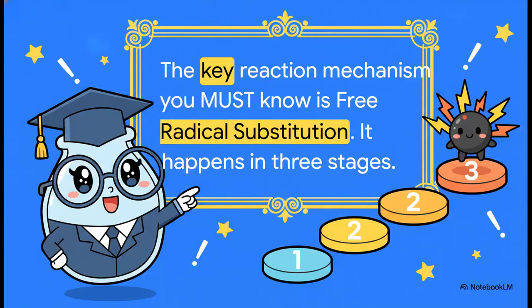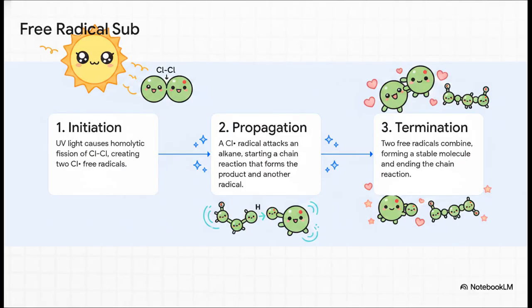And listen up, because this is a big one. If there is one single reaction mechanism you absolutely must know for alkanes, it's this one: free radical substitution. It's a classic chain reaction, and it all goes down in 3 distinct stages. So let's break this down. First up, initiation. The UV light acts like a starter pistol. It zaps a chlorine molecule and splits it perfectly in half. We call that homolytic fission, creating 2 super reactive chlorine free radicals.